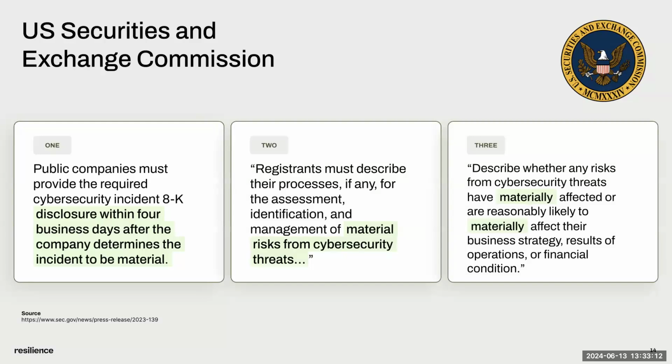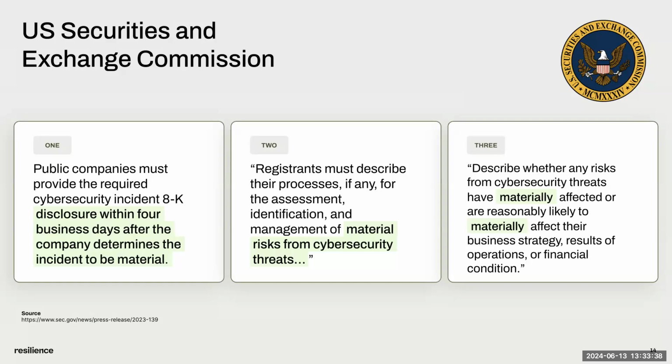Registrants must describe their process, if any, for the assessment, identification, and management of material risk from security threats. They must describe whether any risks from cybersecurity threats have materially affected or are reasonably likely to materially affect their business strategy, results of operations, or financial conditions.